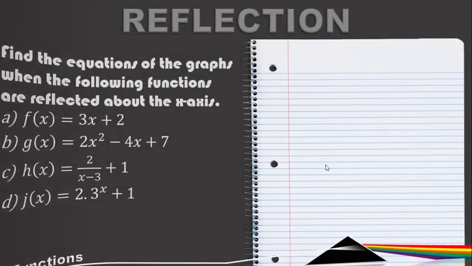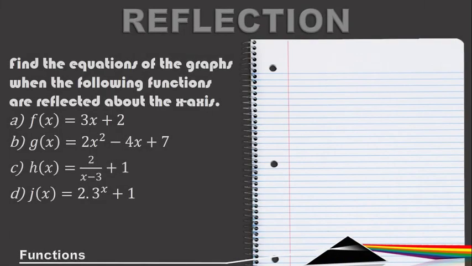All right. So now reflection, finding the equations of the graphs when reflected about the x-axis. So remember, if I want to reflect about the x-axis, what happens is my y's will now become negative y. So if I start with my first one, I write it as y is equal to 3x plus 2. Then I just replace my y with negative y. So minus y is equal to 3x plus 2.